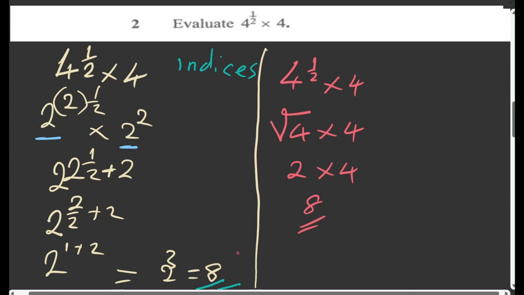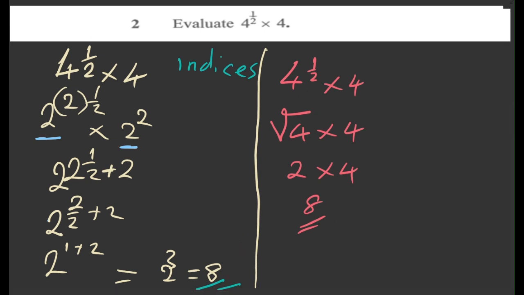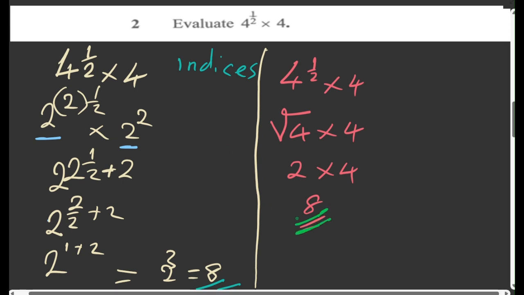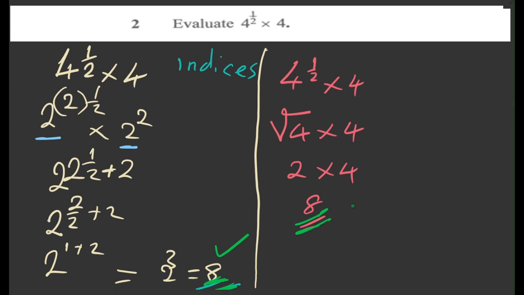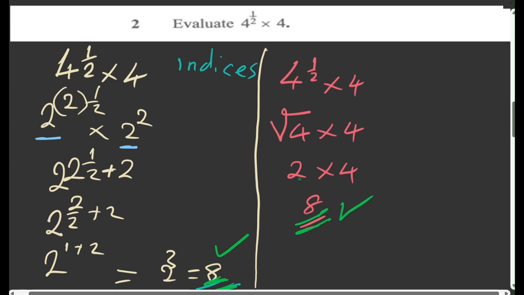So this is another method you can use to come up with this answer. If you want to use indices, this is the best method you can use. And if you just want to get the first answer, you can use this method. They all give you the same answer.